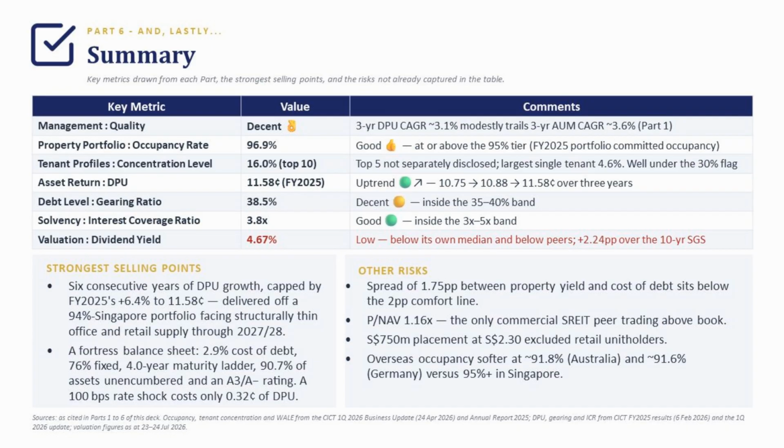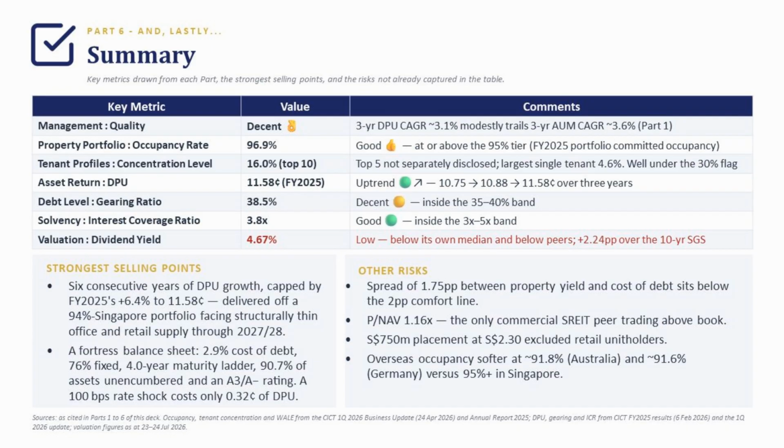Right. The combination of these variables allows for a precise calculation regarding interest rate sensitivity. Because 76% of the debt is fixed, only the remaining 24% of floating rate debt is exposed to benchmark rate fluctuations. Okay, so the exposure is isolated. Yes. Applying a 100 basis point or 1% upward interest rate shock to that specific 24% floating component translates to a precisely calculated 0.32 cent reduction in the distribution per unit. A 0.32 cent reduction on an 11.58 cent distribution represents an impact of less than 3%.